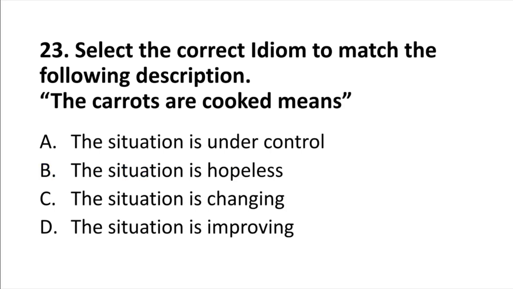MCQ number 23. Again, we have to select the correct idiom. The carrots are cooked means option A, the situation is under control. Option B, the situation is hopeless. Option C, the situation is changing. Option D, the situation is improving. And the correct one is option B.